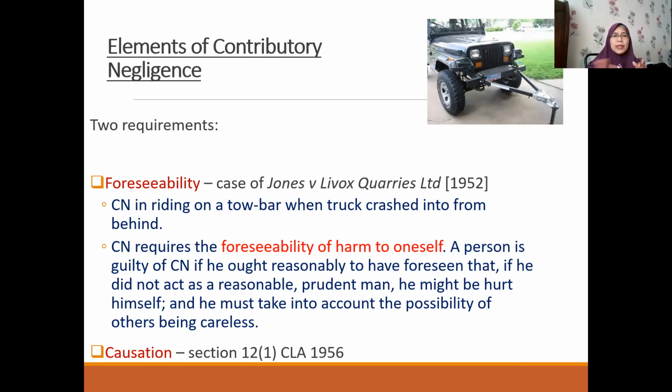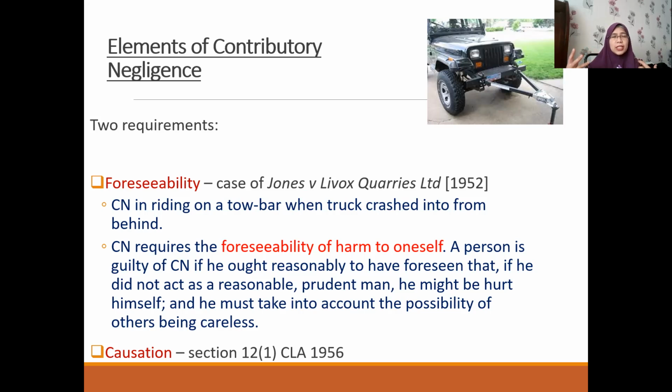Okay, now we go to the elements. Just now we talked about the statutory definition, and also the definition that we take from case law. Now we go to the elements. The elements, of course, are slightly simpler compared to the long topic that we discussed under negligence, where it was on the part of the defendant to be proved by the plaintiff.